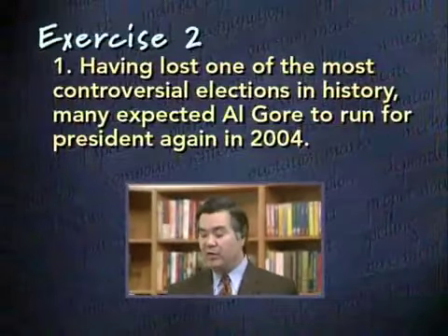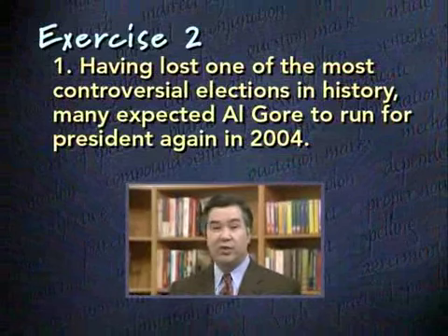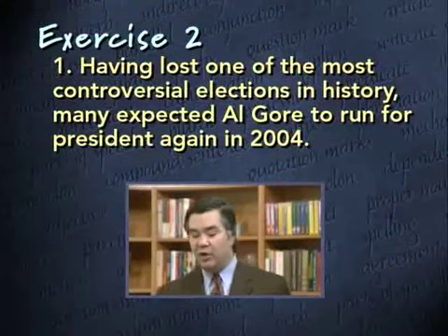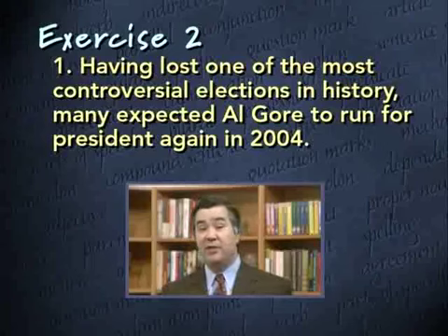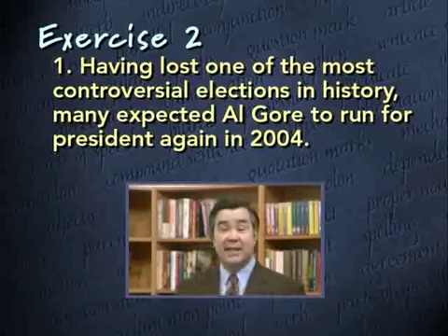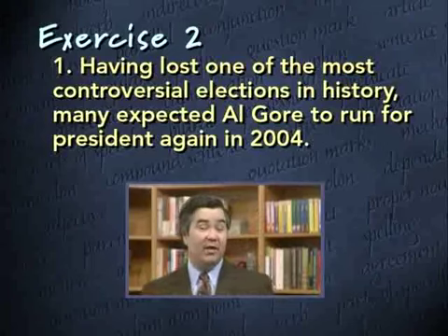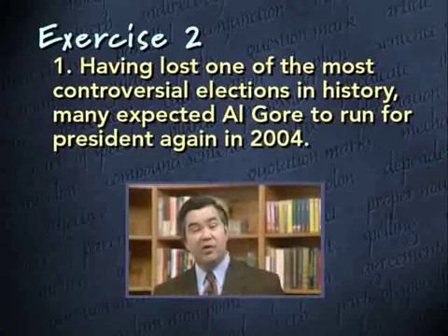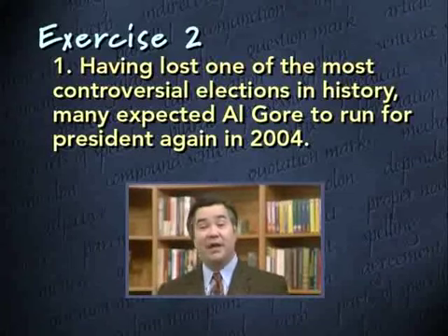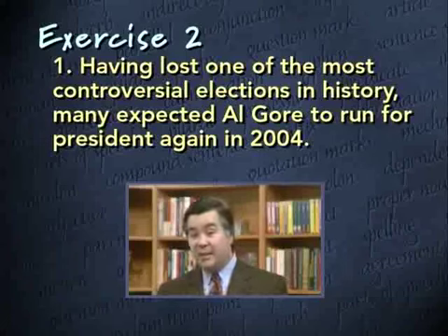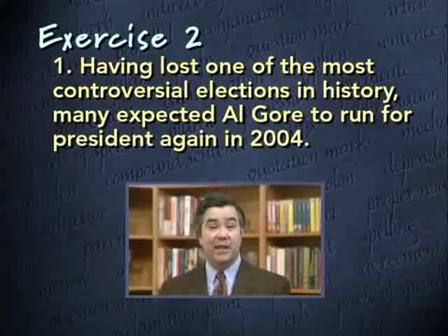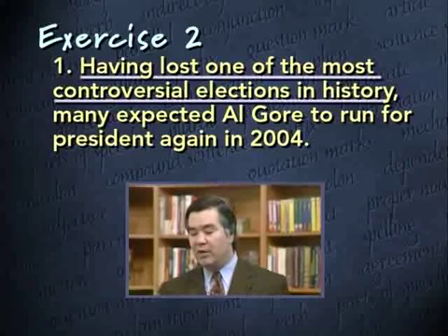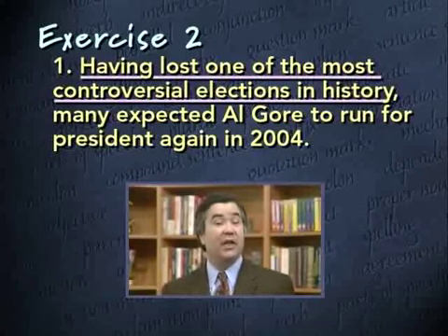Let's take a look at the first sentence. Having lost one of the most controversial elections in history, many expected Al Gore to run for president again in 2004. Does this sentence contain a misplaced or dangling modifier? Well, first, let's see if we can locate the modifying phrase or clause. As in many sentences, it appears at the beginning of the sentence, separated by a comma from the rest of the sentence. Having lost one of the most controversial elections in history.